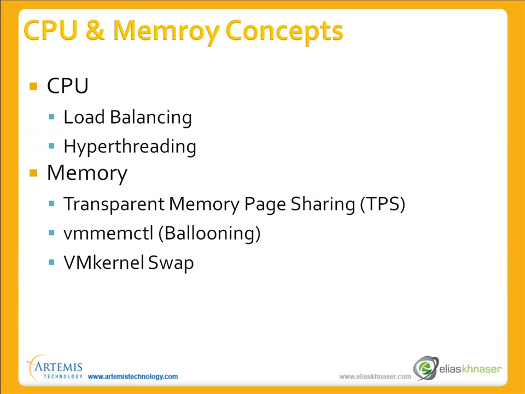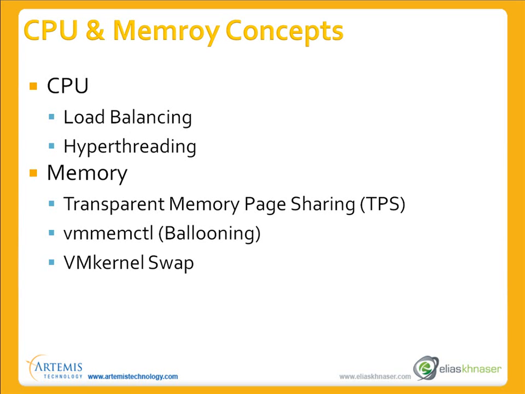So let's dig into the CPU and memory concepts and take a look at how the VM kernel automatically manages these resources in an optimal way, and the different techniques that are available to the CPU and memory concepts within ESX. With regards to CPU, we're going to be talking about load balancing, how the VM kernel load balances the load of all the VM or the vCPU's requests for time on the physical CPUs. So how it manages the vCPU's requests on physical CPUs. We're also going to be talking about how the VM kernel takes advantage of hyperthreading.